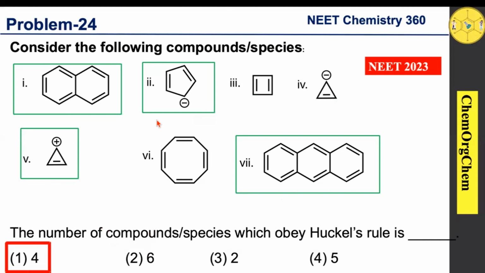Apart from that, here you should note that compound 3 and compound 4, these two compounds obey the 4n pi electrons rule, which means that these two compounds are anti-aromatic compounds. In case a compound doesn't obey Huckel's rule as well as the 4n pi electrons rule, that compound is a non-aromatic compound. So that's it for today's problem.